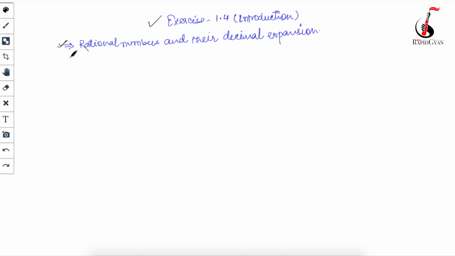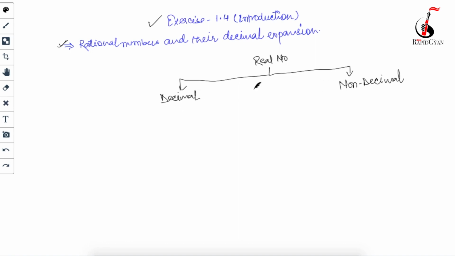So what we are going to study is the topic named rational numbers and their decimal expansion. The first question comes, what is a rational number? We know that there are real numbers, and real numbers are further divided into two types. One is non-decimal numbers and another one is decimal numbers. I have already told this in class 9th. Non-decimal numbers are numbers like -3, -2, -1, 0, 1, 2, 3. They are called integers.